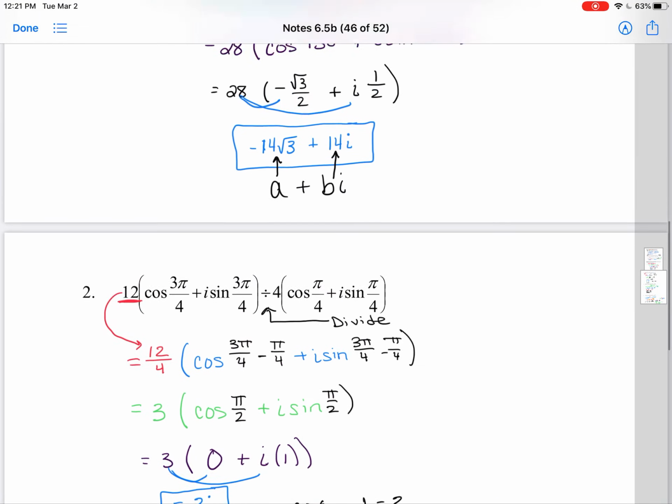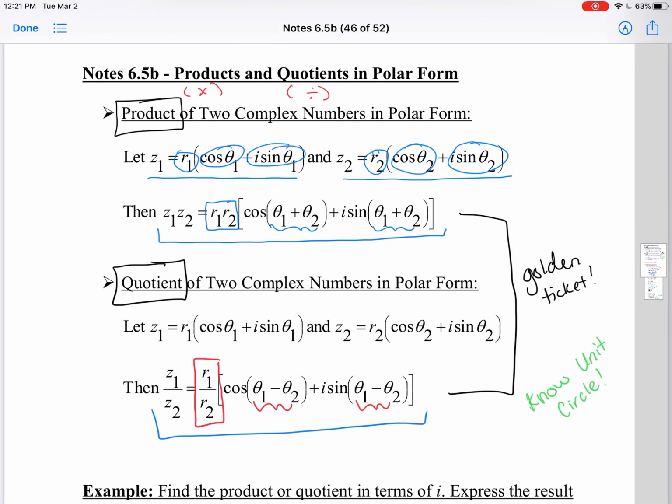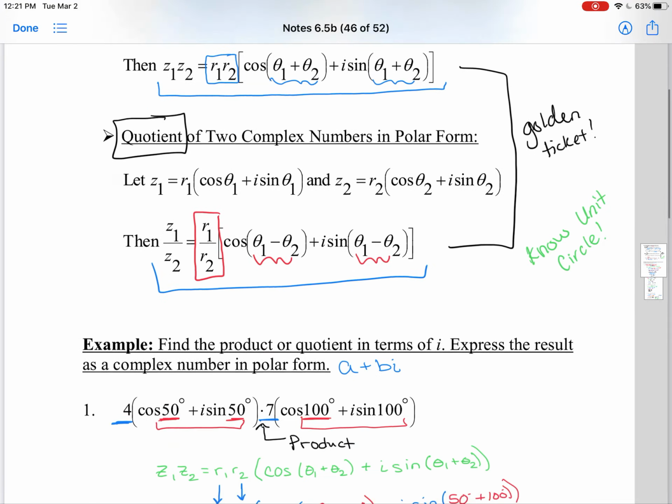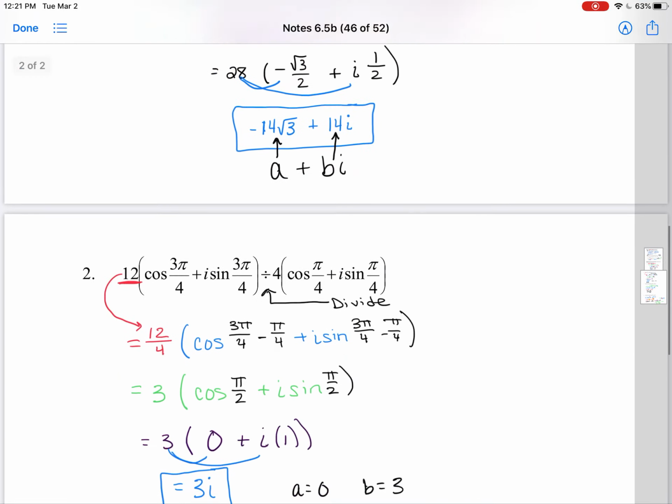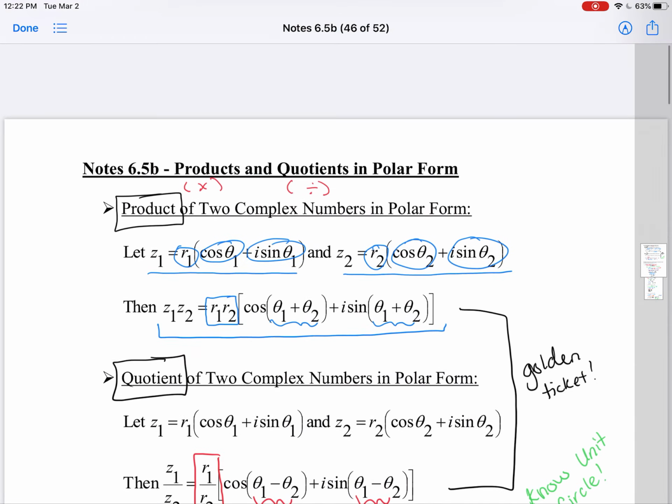All right. So these are your notes for 6.5b. Again, there's only 2 formulas. You will have them on your golden ticket on your formula sheet for your test. Just make sure you know how to interpret each formula so that your product is adding your angles and multiplying your r's in the front, whereas your quotient is dividing your r's in the front and subtracting your angles. So make sure you know how to interpret those functions.